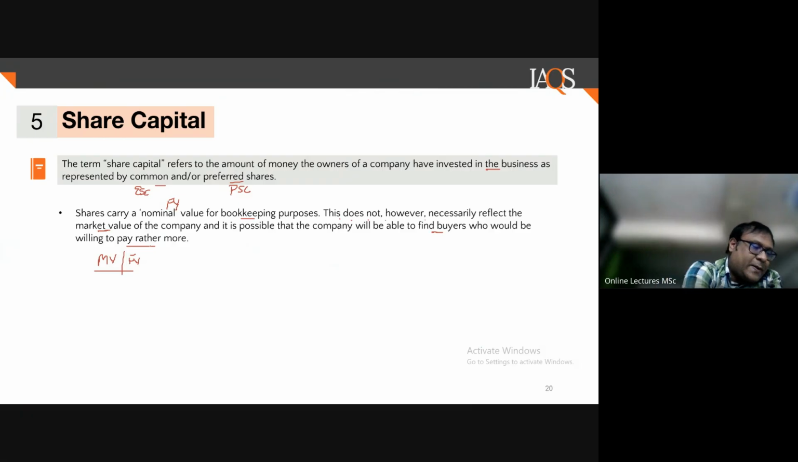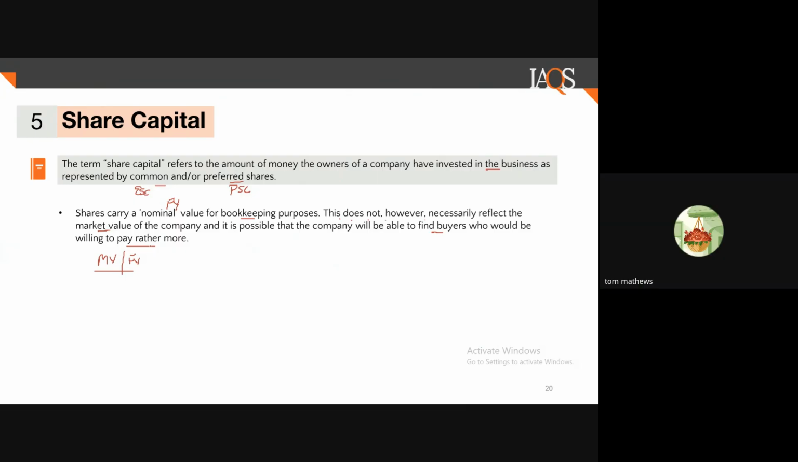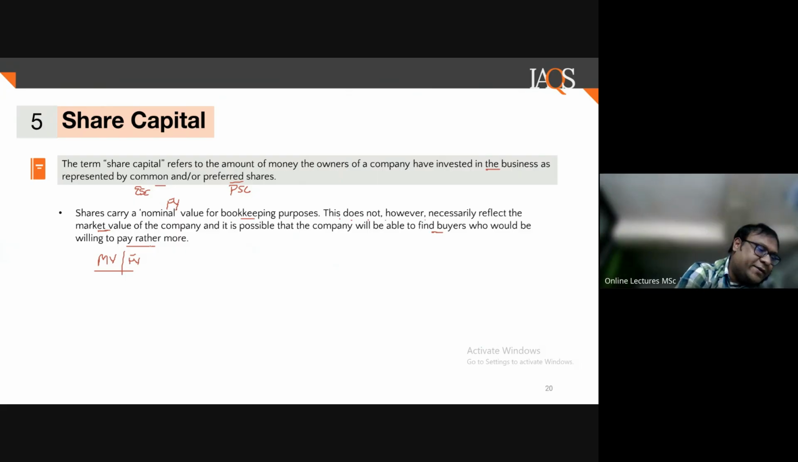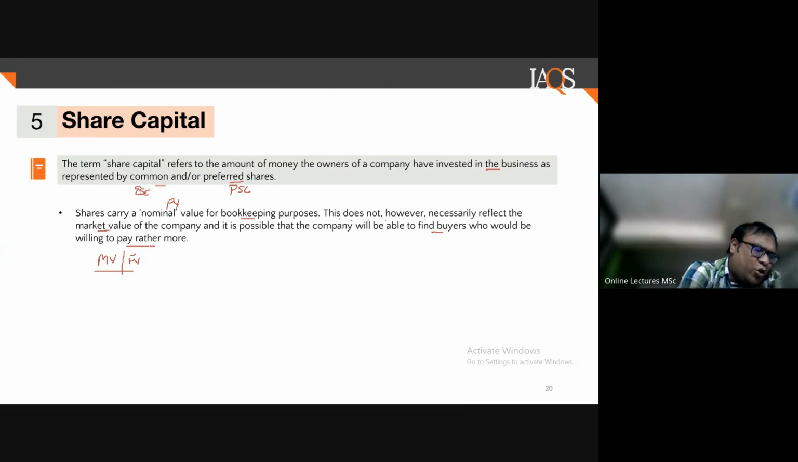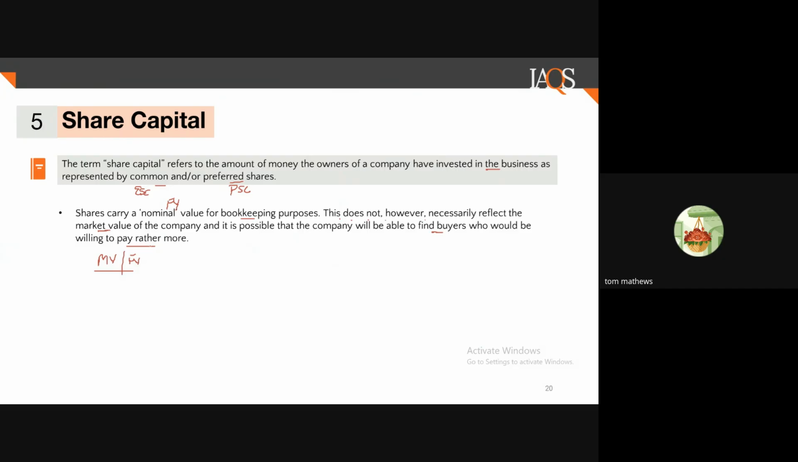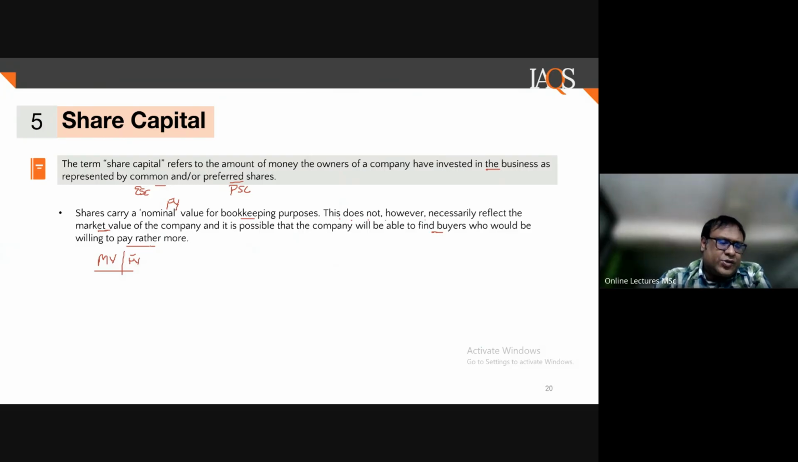Tom, making sense? Any questions, sir? Till here? Market value will be higher, or lower also. At times, there are companies which could have it lower as well. It's absolutely normal to have that.